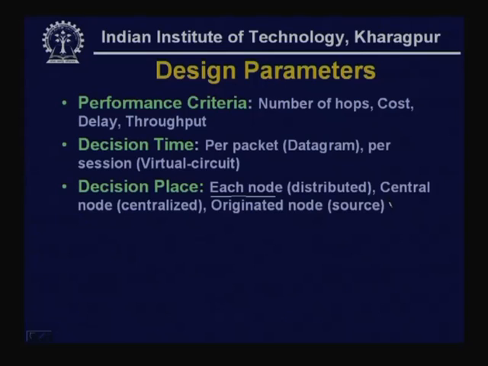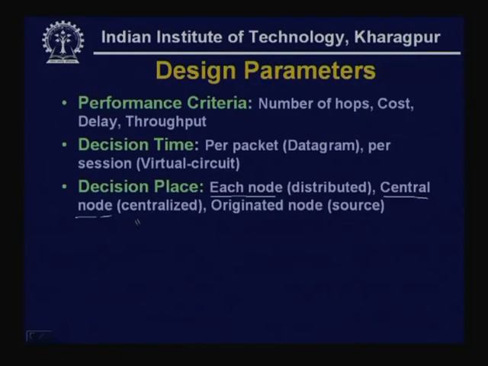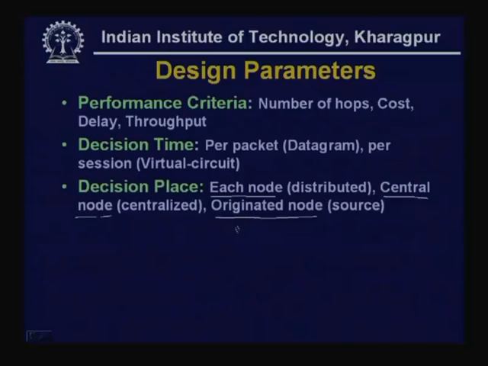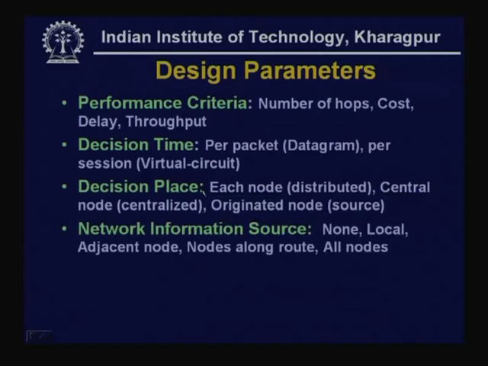Another possibility is that there can be a central node or central control node. In that central control node we will have some kind of routing table and which will decide about routing, then we call it centralized. Or it can be decided by the originating node, the node where it is originated. So, that decides in which direction it will go or what will be the next node. So, the decision place can be each node, central node or the originating node. In that case we call it source routing. So, this is the third important design parameter.